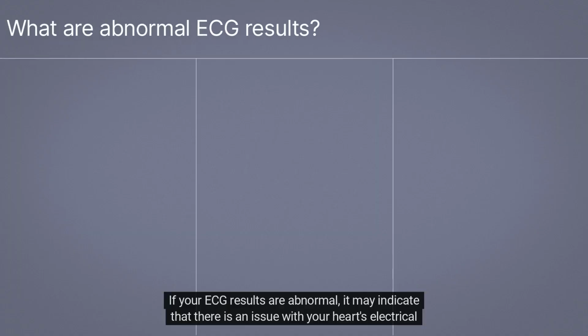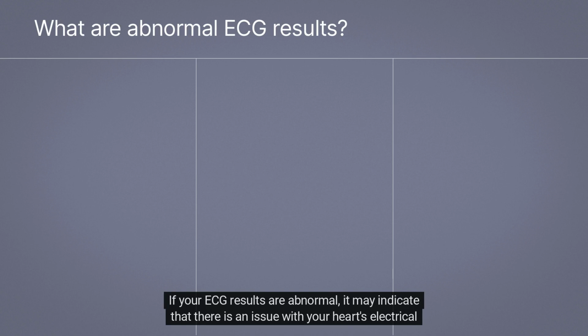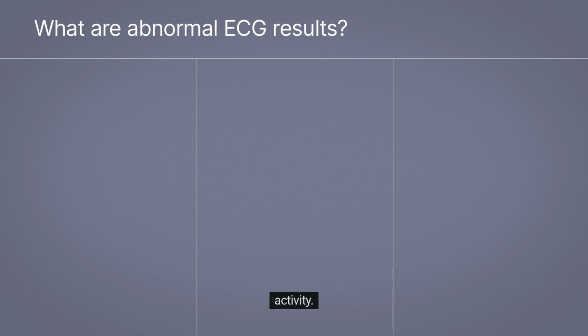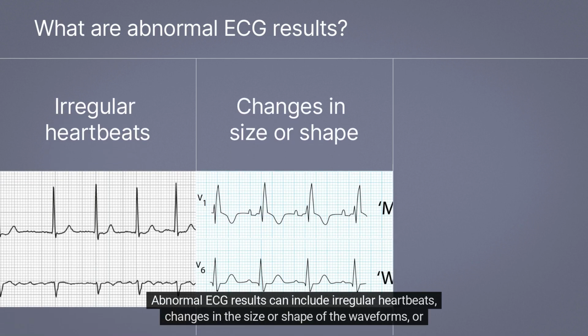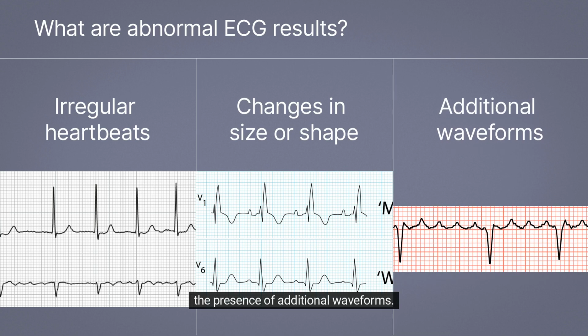If your ECG results are abnormal, it may indicate that there is an issue with your heart's electrical activity. Abnormal ECG results can include irregular heartbeats, changes in the size or shape of the waveforms, or the presence of additional waveforms.